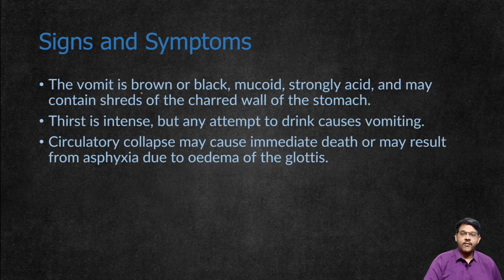Next, after the acid erodes the esophagus, the person may try to vomit. The vomitus is brown to black in color, may be quite strongly acidic, and may contain shreds of charred wall of the stomach.